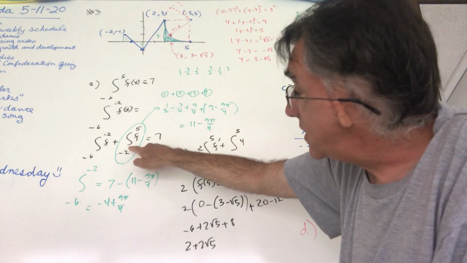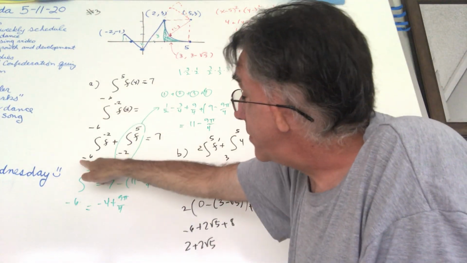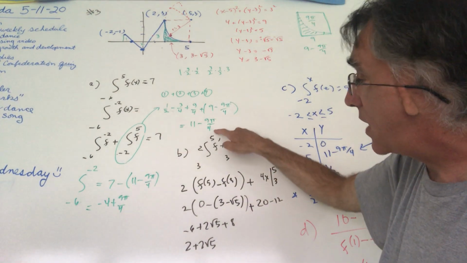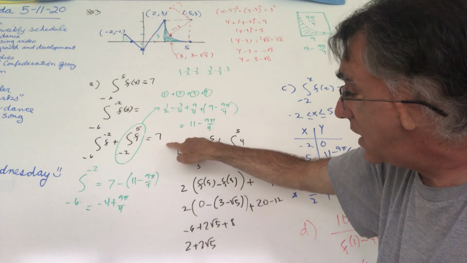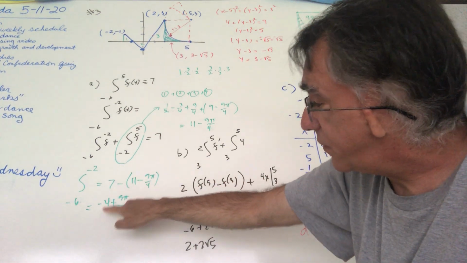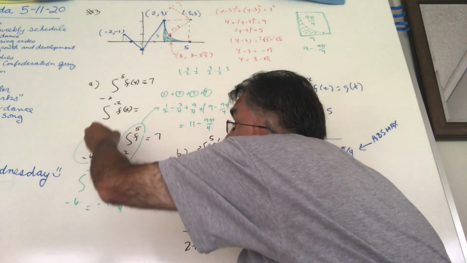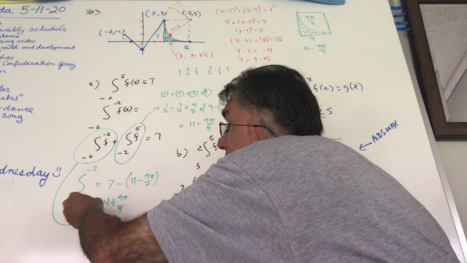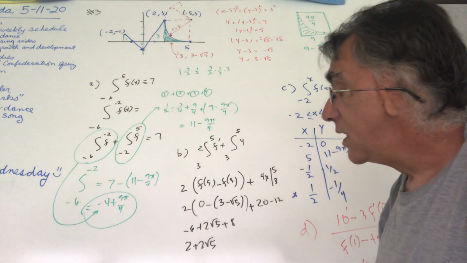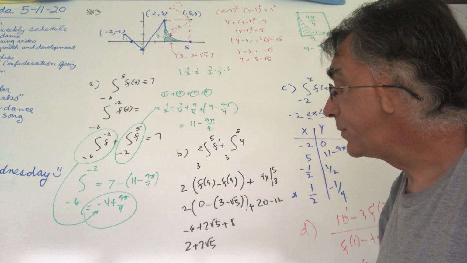So that's the integral from -2 to 5. Now we know if we go all the way from -6 to 5, it adds up to 7. But we know that integral is 11 minus 9 pi over 4. So we're going to move that over to the other side. And then you get 7 minus 11, which is -4. And then a double negative makes that positive. So this integral here is -4 plus 9 pi over 4.